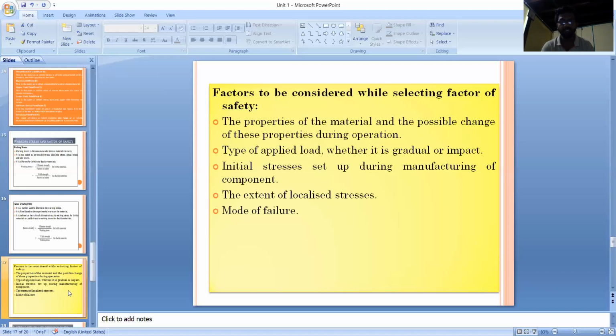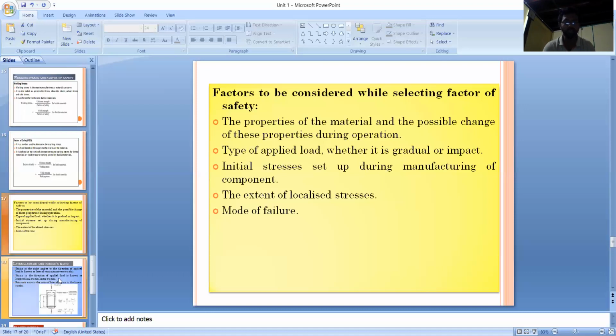Okay. And next thing we have to consider while selecting the factor of safety is the extent of localized stresses. So up to what extent the localized stresses have been developed in the material, that also we have to consider. And we have to consider the mode of failure also in the selection of the factor of safety. So these are the factors that we have to consider while selecting the factor of safety.